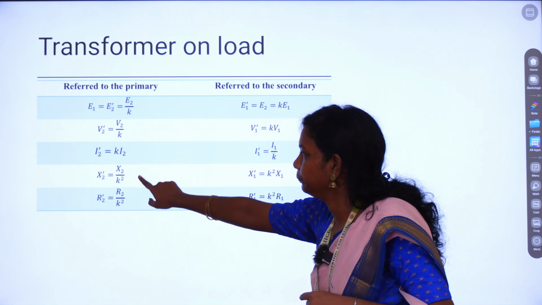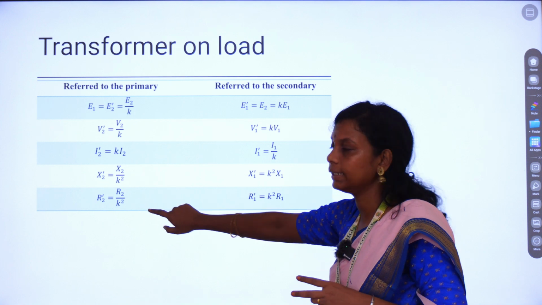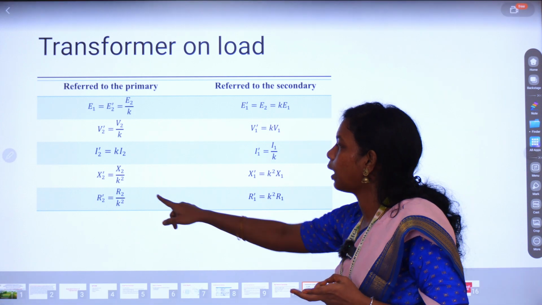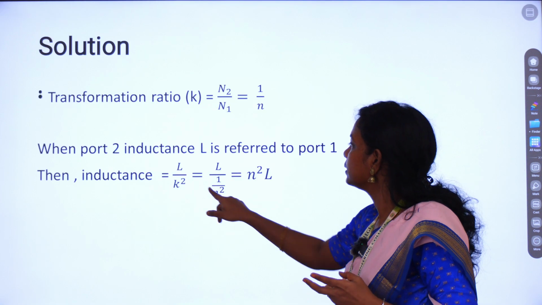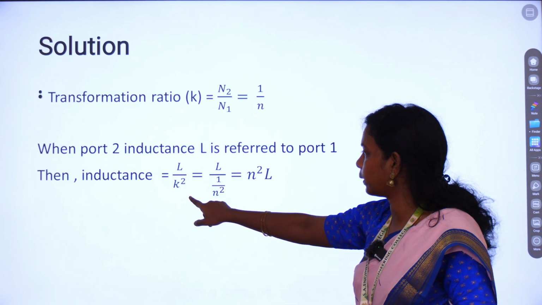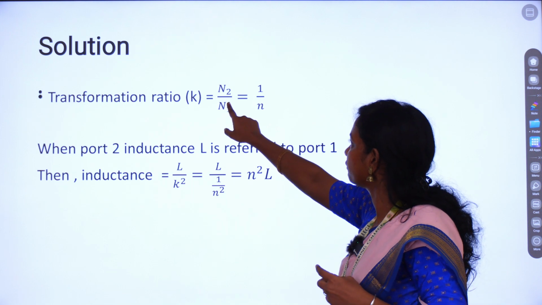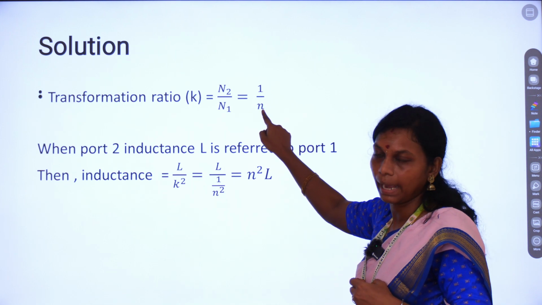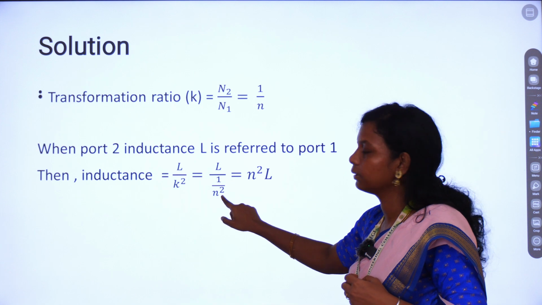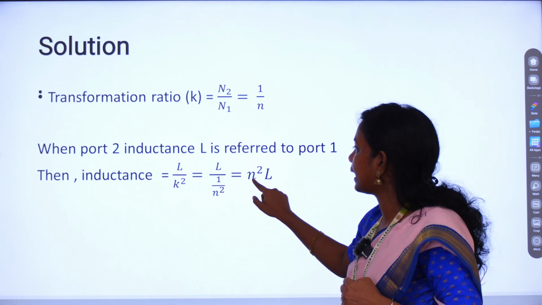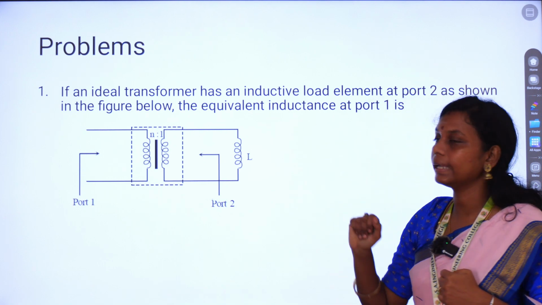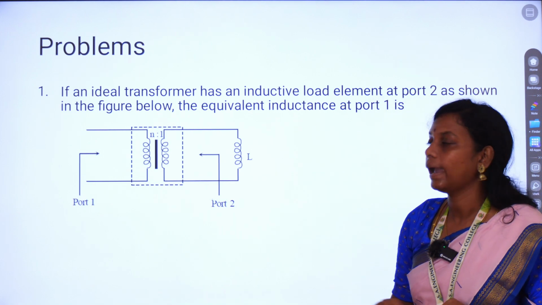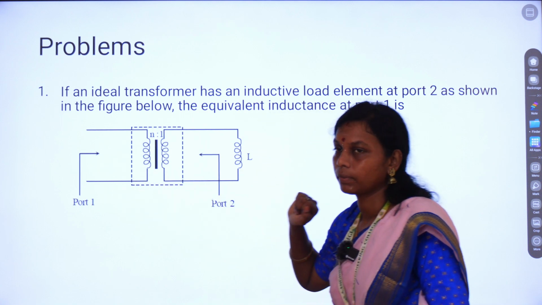Is it right? Resistance and inductance will have the same treatment. So R2 divided by K square, same concept here, so L divided by K square. What is K? Already we have found it as 1 divided by N. While substituting here, 1 divided by N square. So what is the answer? N square L. So the equivalent inductance for port 1 is N square L.